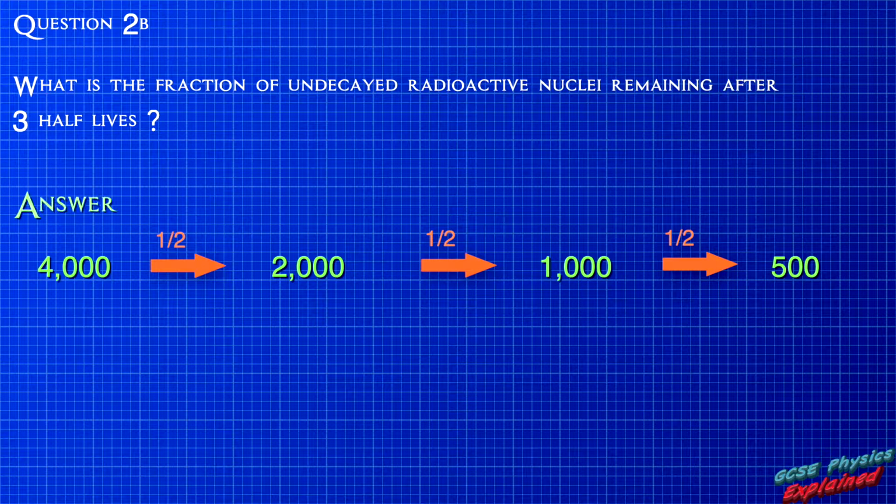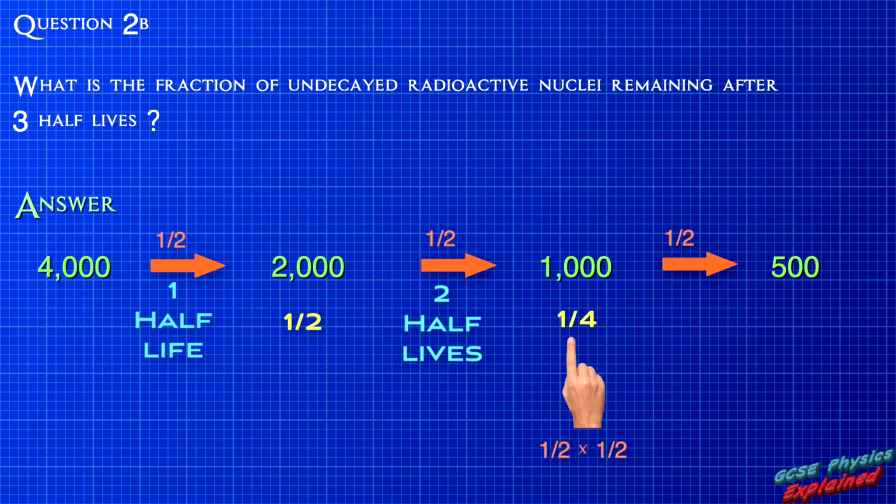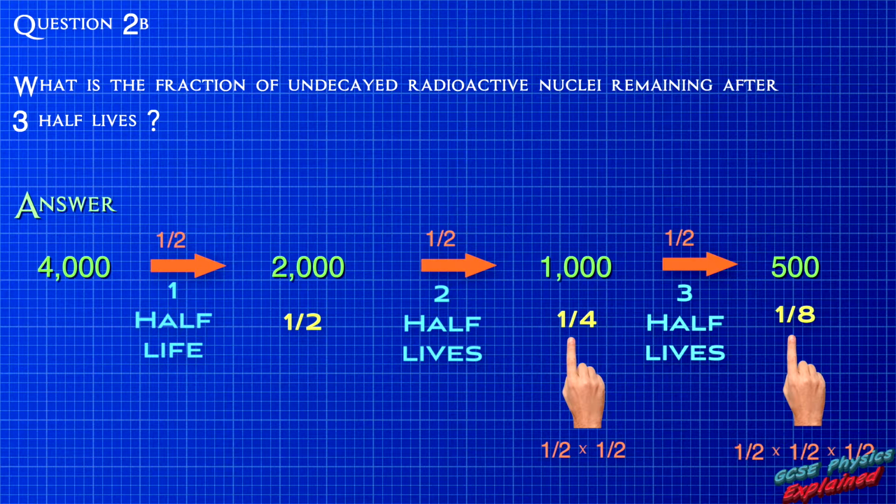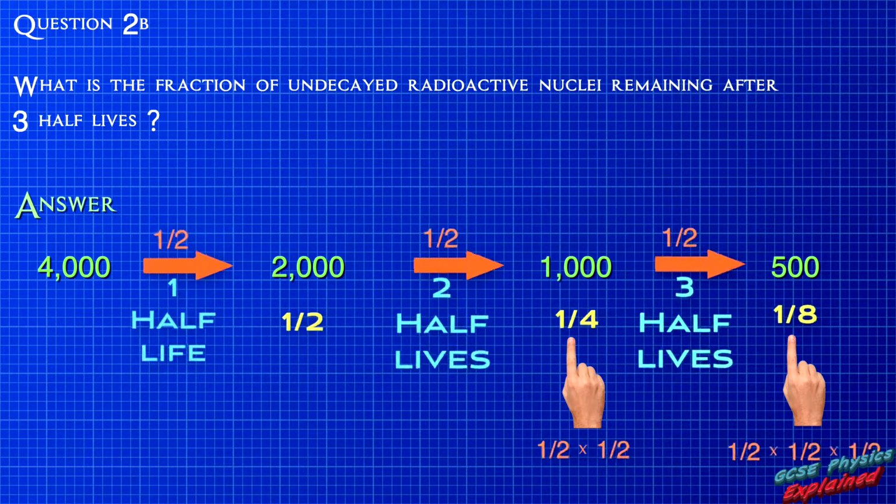And here's the answer. After 1 half-life, there's half left. After 2 half-lives, there's a quarter left, which is half of a half. And after 3 half-lives, there's an eighth left, which is half of a half of a half. I'll stop there, because hopefully you can see the pattern by now. It just keeps halving with every extra half-life.